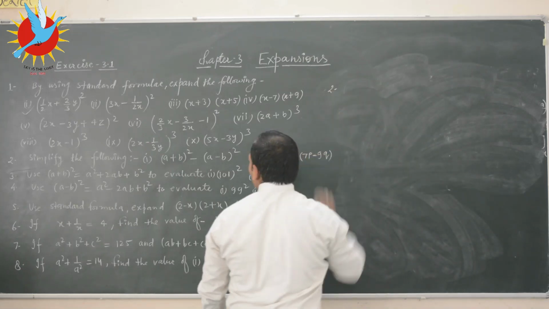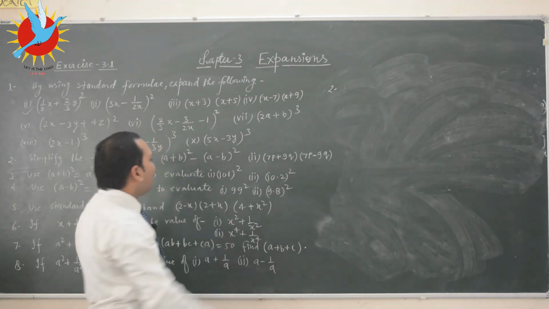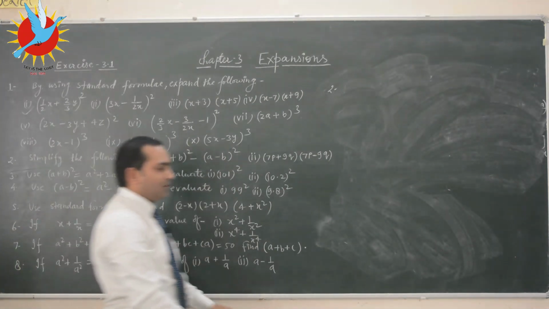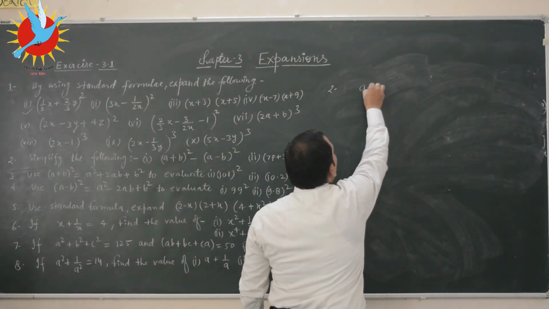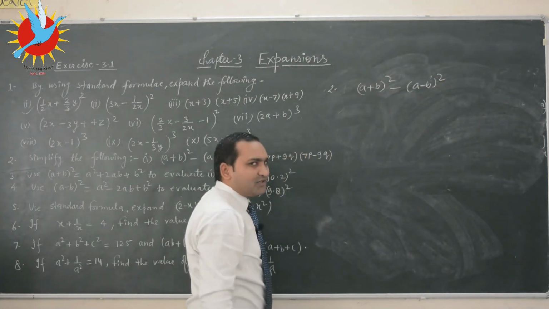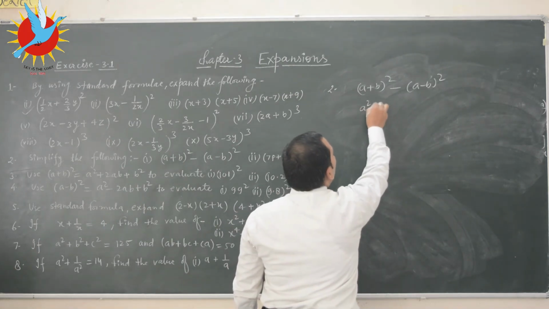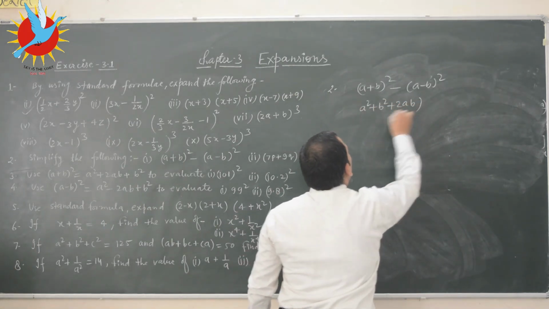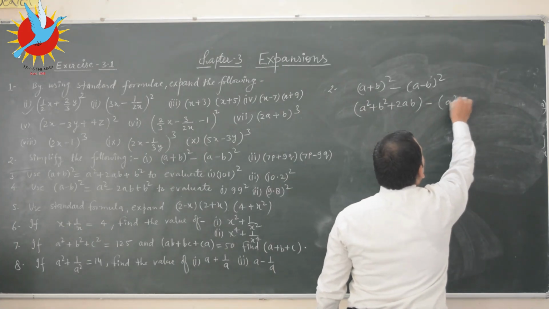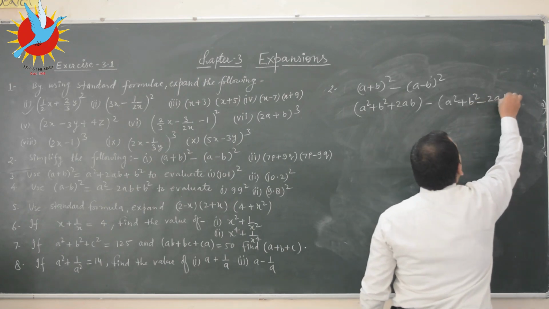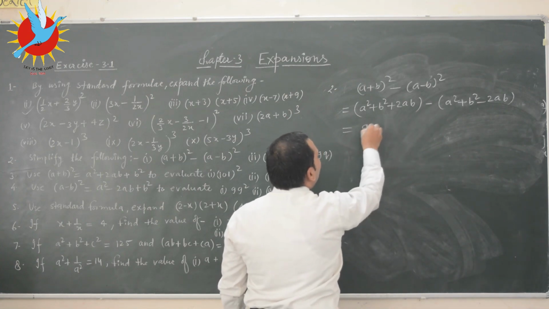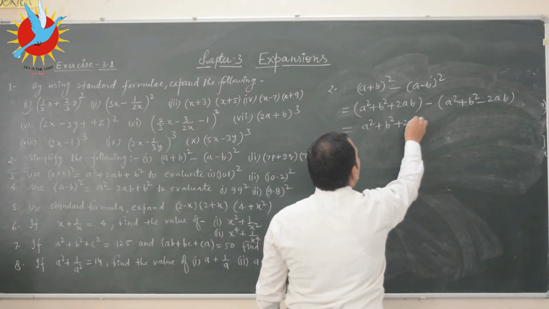Second one, simplify (a plus b) whole square minus (a minus b) whole square. So we use the standard formula here: when we expand (a plus b) whole square it is a square plus b square plus 2ab, and (a minus b) whole square is a square plus b square minus 2ab. Now we open the bracket and simplify: a square plus b square plus 2ab.